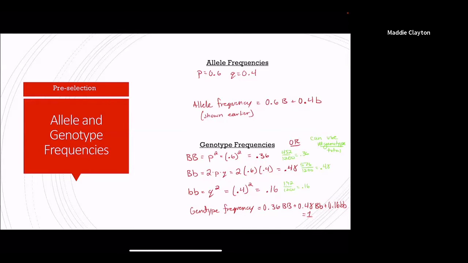little b, 0.4. So the allele frequency comes out to 0.6 big B plus 0.4 little b. Genotype frequencies, we find these by using the Hardy-Weinberg equation. So P squared will be your black, so that's 0.36. Brown is 2PQ, which comes out to 0.48. And then your white moth is your Q squared, which is 0.16.